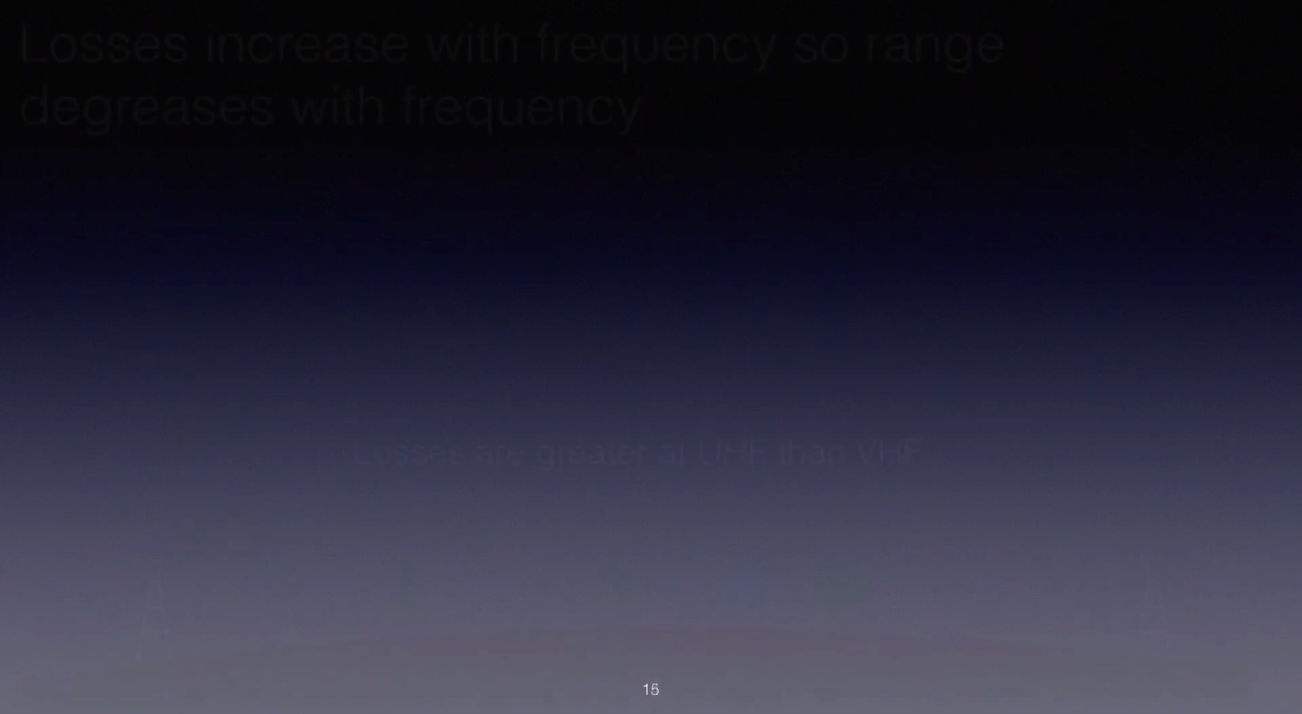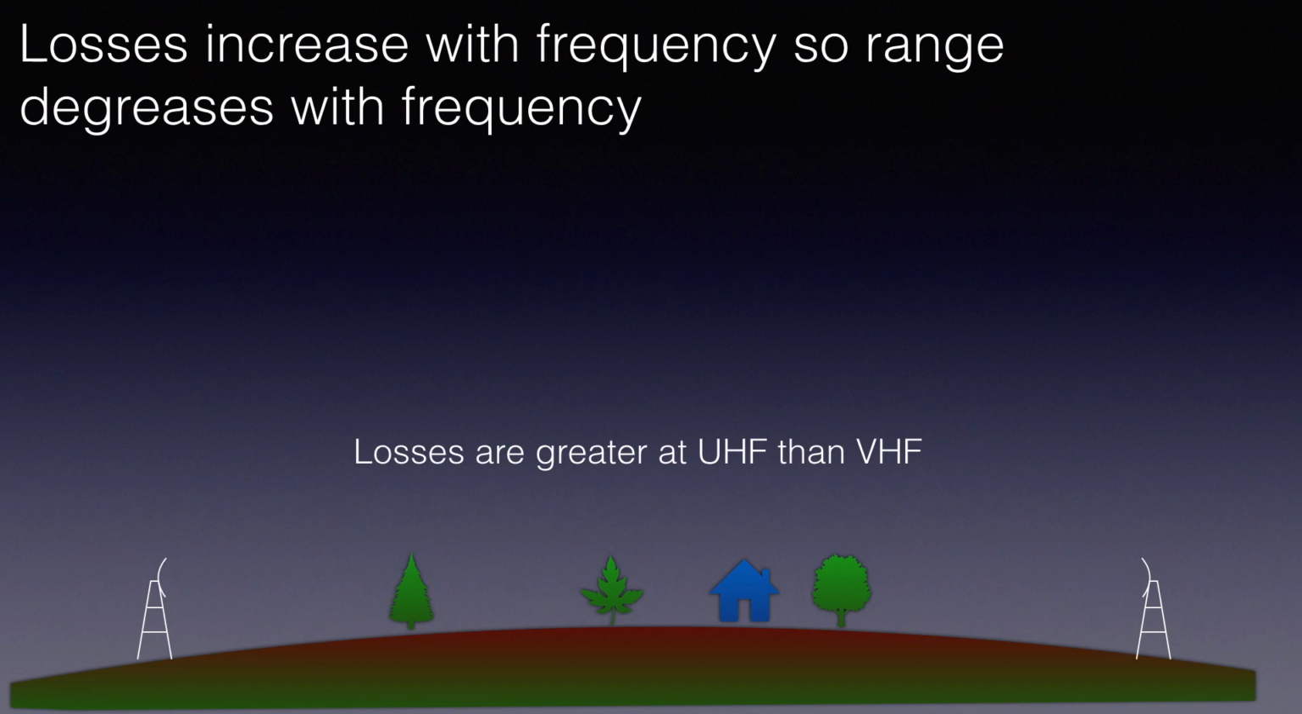Now, losses or attenuation increases with frequency, so the range therefore decreases with frequency. So losses are greater at UHF than VHF. Here we have a radio path between two antenna towers, and in between are some objects that are on their own not enough to completely obstruct the signal, because they're fairly narrow compared with the wavefront, and they are slightly porous from a radio wave point of view, but nevertheless they do attenuate signal.